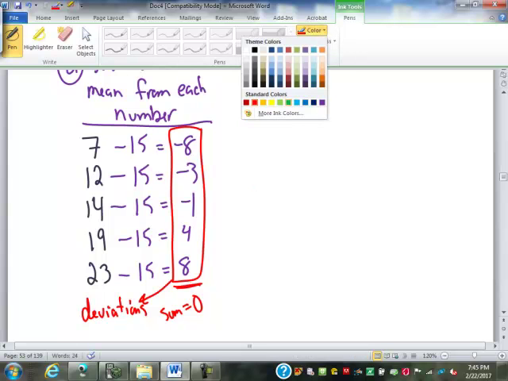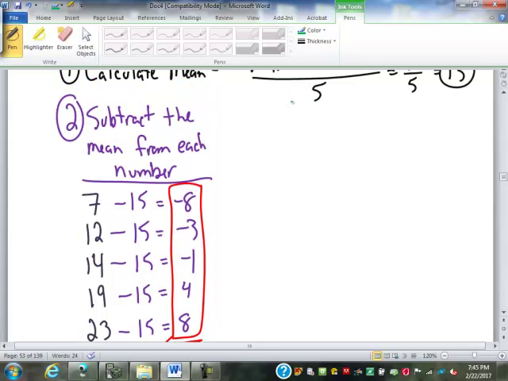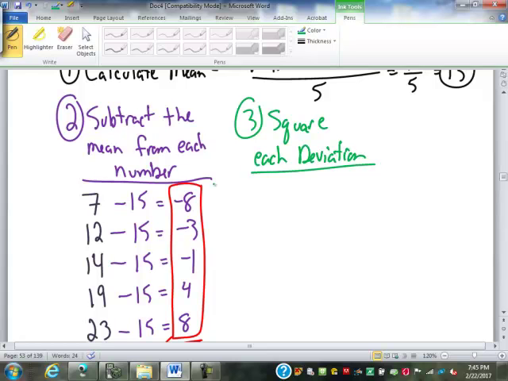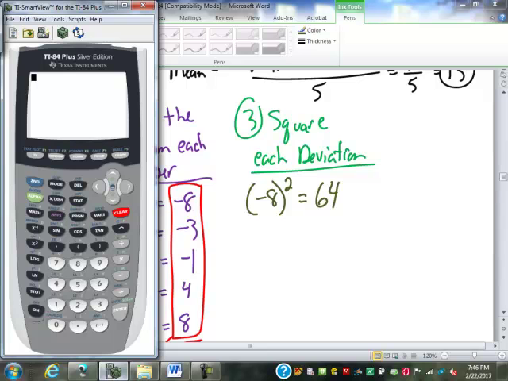Step 3 is to square each deviation. In other words, square each of those numbers. So negative 8 squared is a positive 64.